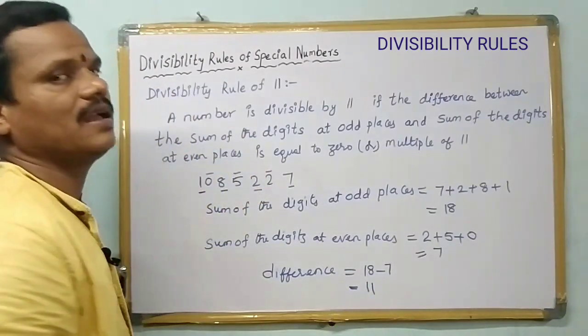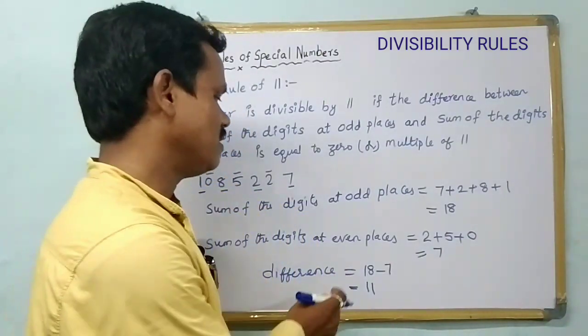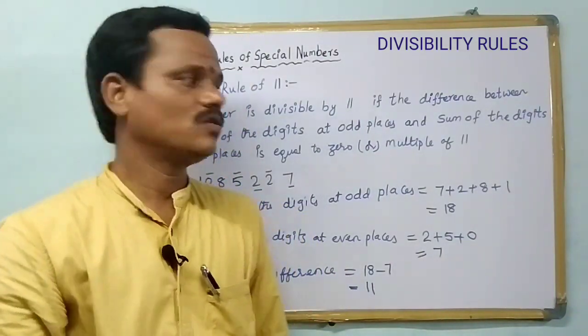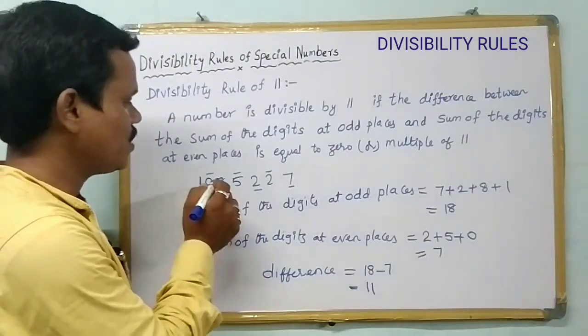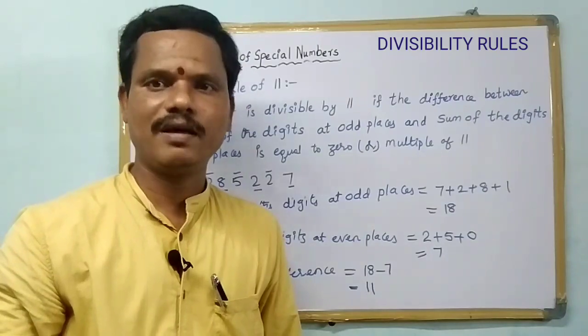So 11 is a multiple of 11. 11 ones are 11. So 11 is divisible by 11. So the given number 1085227 is divisible by 11.